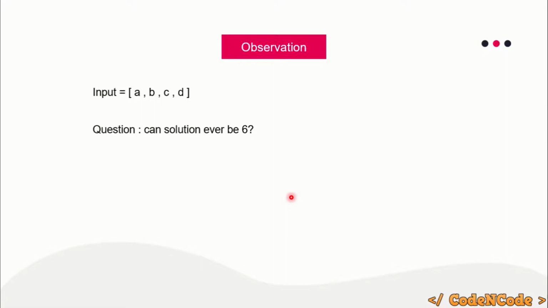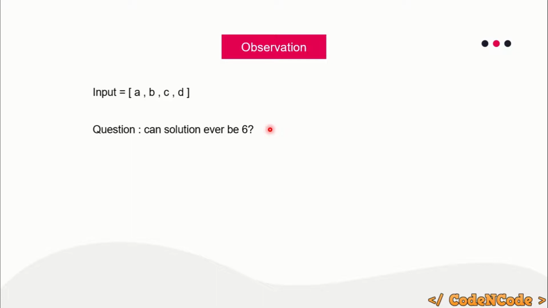Observation. Now suppose you are given an input of size 4. As you can see, I've presented them as A, B, C and D. That means the content of the array does not matter for the question that I'm going to ask. So the question is, can the solution of any input of size 4 actually be 6? Just think about it. Pause the video and think.